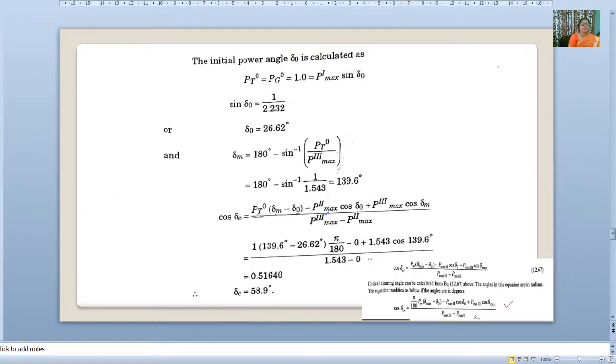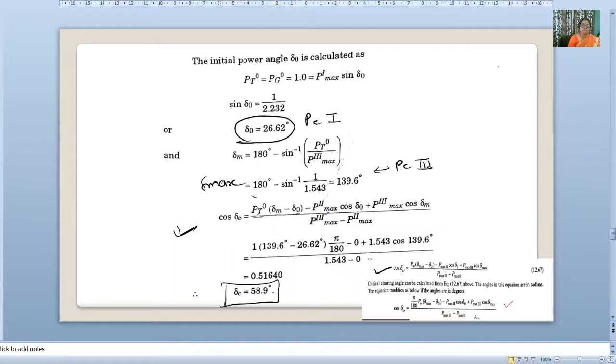We have calculated del 0 from P1 and del max from PE3. Now we put the values in the cos of del CR equation. Cos of del CR is PM into del max minus del 0 minus P max 2 into cos of del 0 plus P max 3 into cos of del max, divided by P max 3 minus P max 2. We substitute those values in the equation and we'll get the value of del CR in terms of degrees.